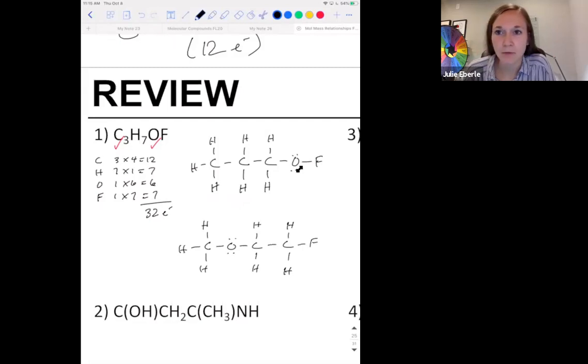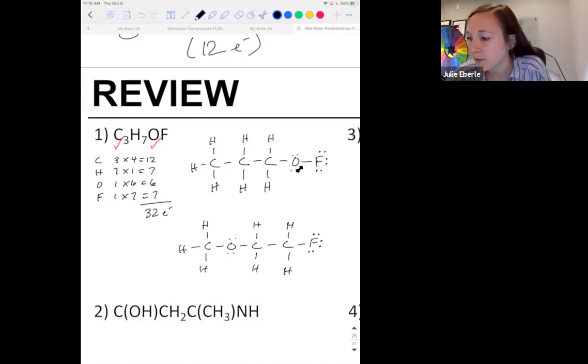Okay, what's wrong with my structures though? What am I missing? Three lone pairs on the fluorine. Thank you, Kathleen. If you counted up all the electrons here, you'd be 6 short. That's because halogens, so not just fluorine, but chlorine, bromine, iodine, always have 3 lone pairs.